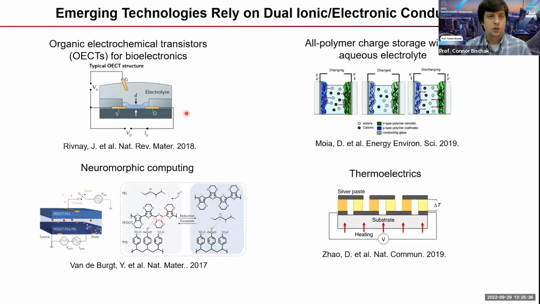Some applications for these that I'm excited about are organic electrochemical transistors for bioelectronics, all polymer aqueous charge storage, so being able to make batteries or electrochemical capacitors out of these materials, neuromorphic computing, so having brain-like computing architectures, and also thermoelectrics, where these materials are approaching the efficiency of inorganic materials and are much easier to fabricate.